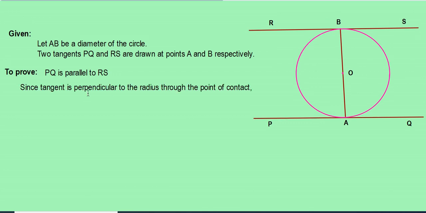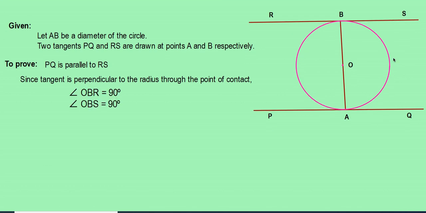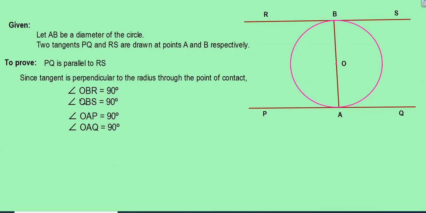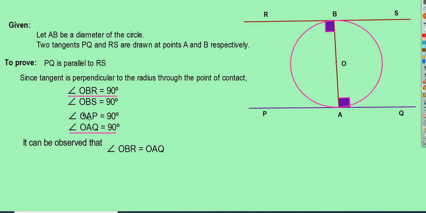So we can write, since the tangent is perpendicular to the radius through the point of contact, angle OBR is equal to angle OBS. Similarly, OA is the radius and PQ is the tangent. So you can write angle OAP is equal to angle OAQ is equal to 90 degree. It can be observed that angle OBR is equal to angle OAQ. Similarly, OBS is equal to OAP.